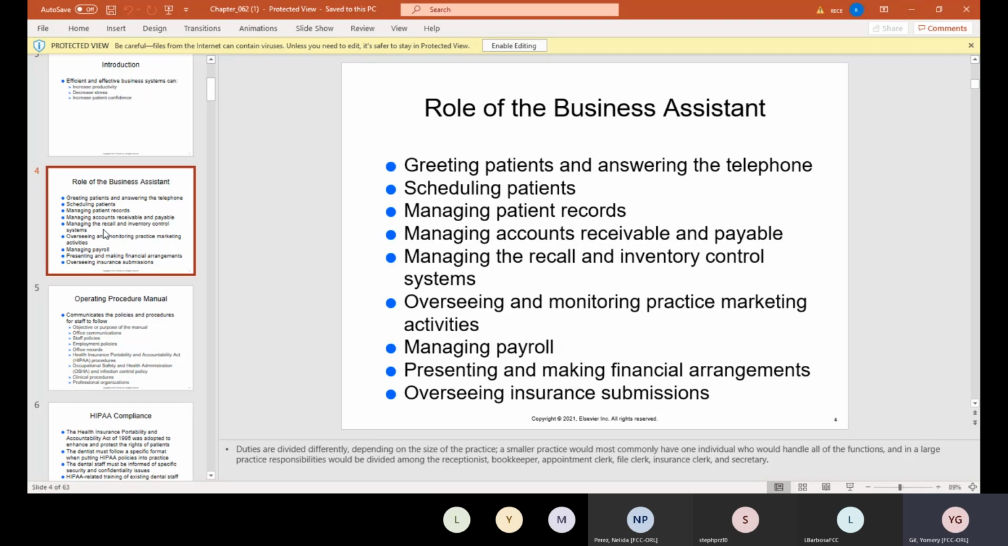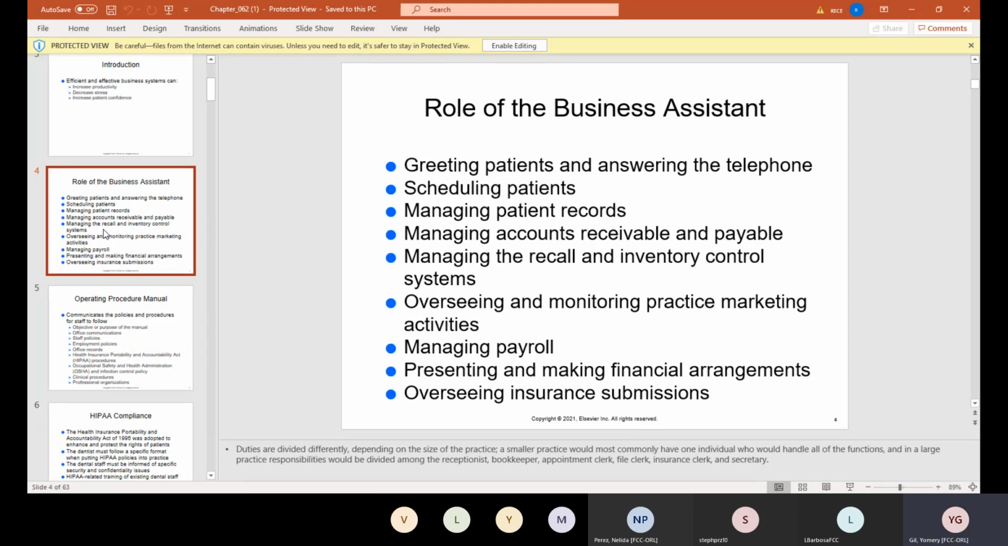So basically, it depends where you work. They might have one person that's in charge of all these things, but I will let you know that most of these duties belong to the front desk. You might have one person at the front desk, or you might have various people at the front desk, and they know how to do financial arrangements like payment plans for treatment. They submit claims to the insurance.